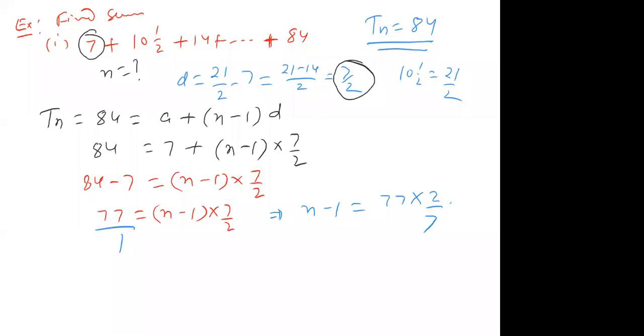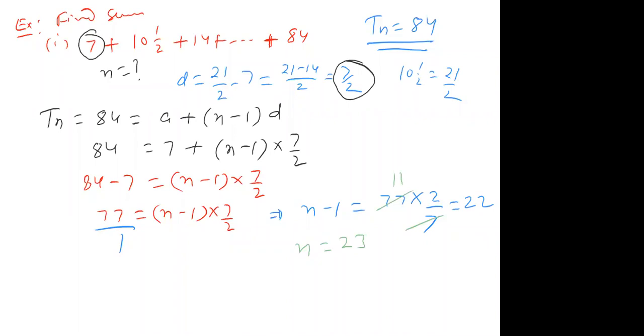So this is how much? 22. This will cancel out 7, 11 times. So n is equal to 23. That means how many terms are there? 23 terms. n minus 1 is equal to 22, so n is equal to 22 plus 1, 23.